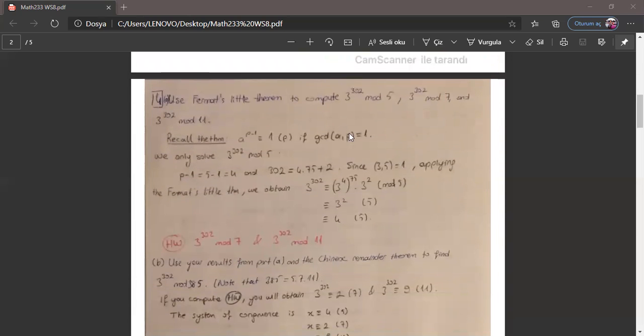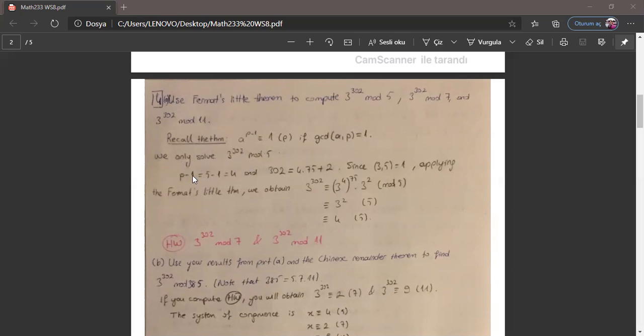Now we will use Fermat's Little theorem to compute these ones. Now this is the theorem, okay. So for this congruence, we suppose the greatest common divisor of a and p should be equal to 1, where p is a prime, of course. So now we need to solve this one.